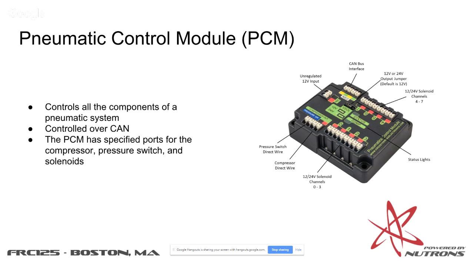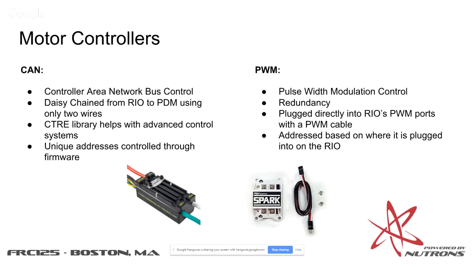Say you have a solenoid in port 0, you can send a signal over that port to either send air forward or stop sending air. For the compressor, you can turn it on and off. And for the pressure switch, I think you can release air. I don't know why you would ever do that. But yeah, that's that.